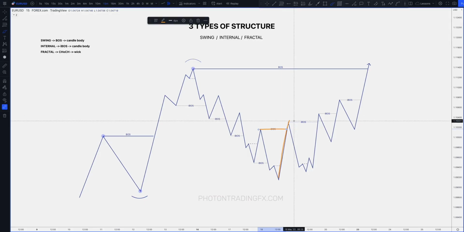So now the internal structure is bullish, right? It is aligned with swing structure. We've come off our strong low. Now this should be a strong internal low, right? Because it took out an internal high.